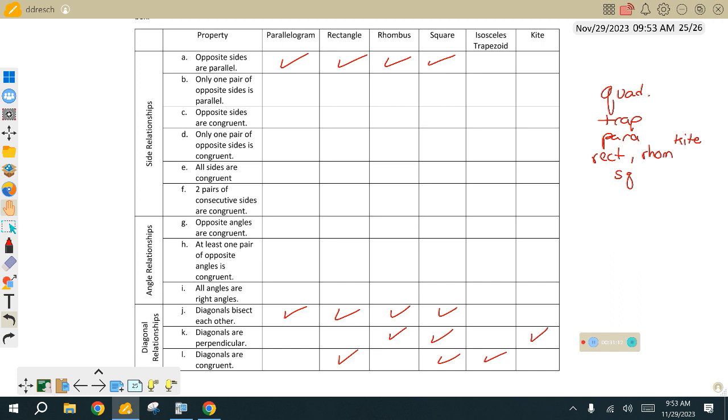Does an isosceles trapezoid do that? No, that's only one side. And is a kite doing that? Not at all. Only one pair of sides are parallel. Trapezoid.